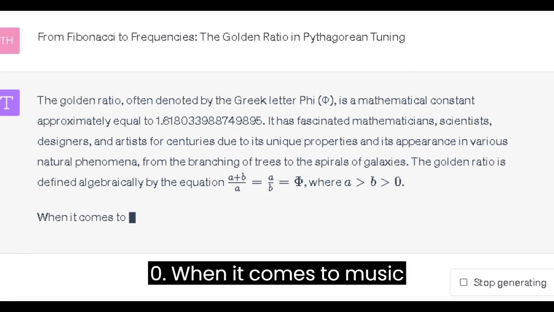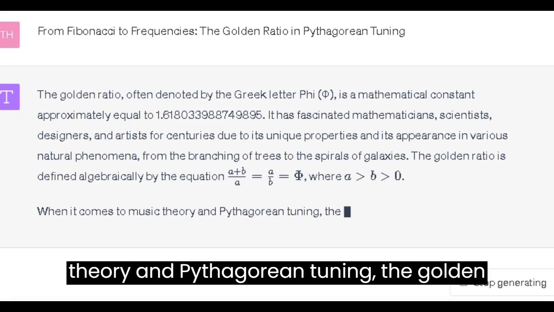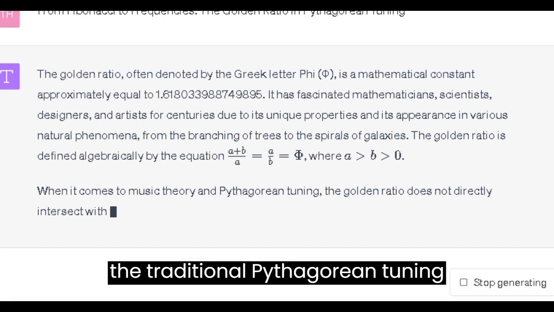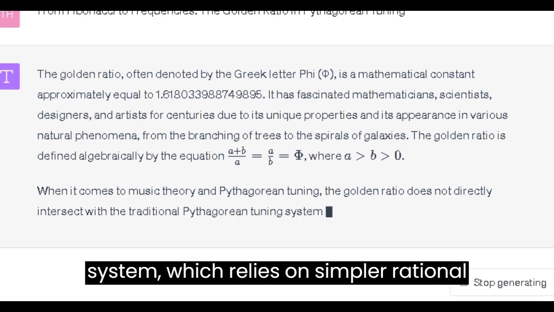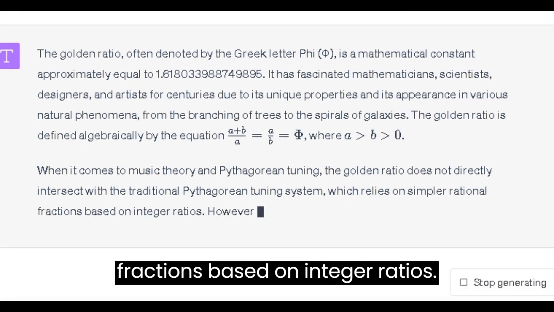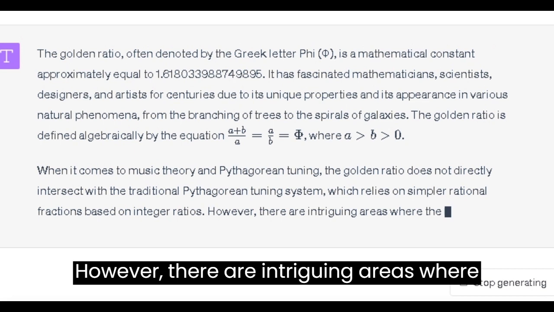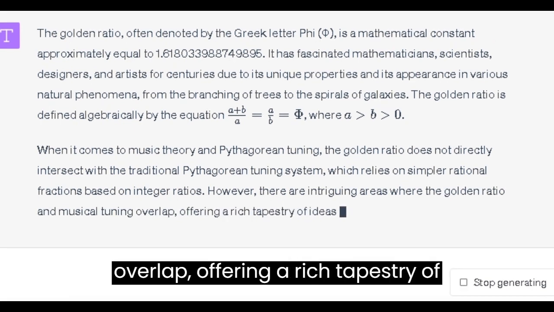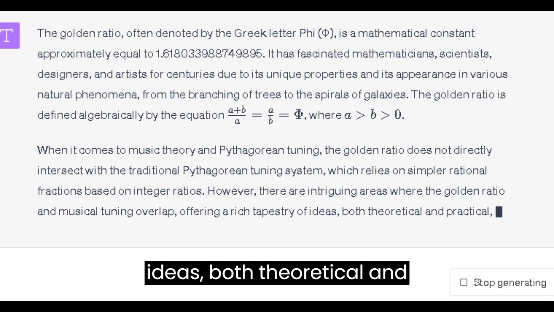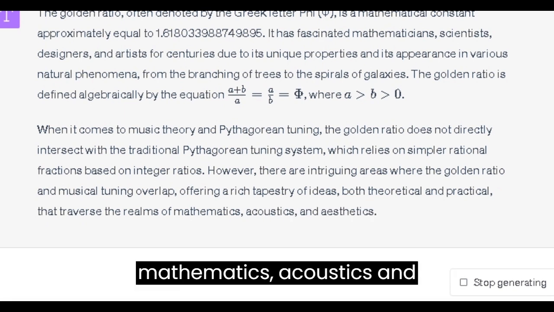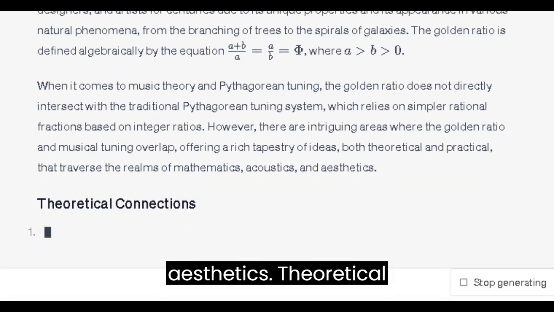When it comes to music theory and Pythagorean tuning, the golden ratio does not directly intersect with the traditional Pythagorean tuning system, which relies on simpler rational fractions based on integer ratios. However, there are intriguing areas where the golden ratio and musical tuning overlap, offering a rich tapestry of ideas, both theoretical and practical, that traverse the realms of mathematics, acoustics, and aesthetics.